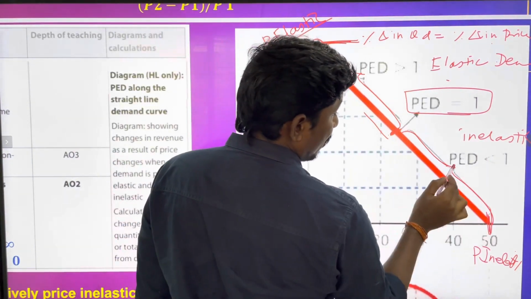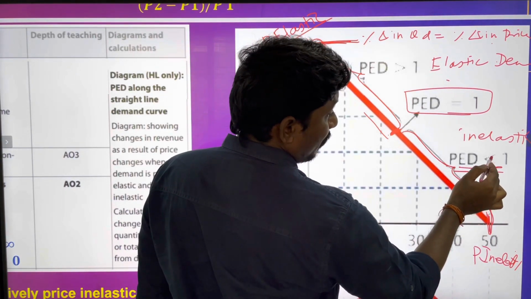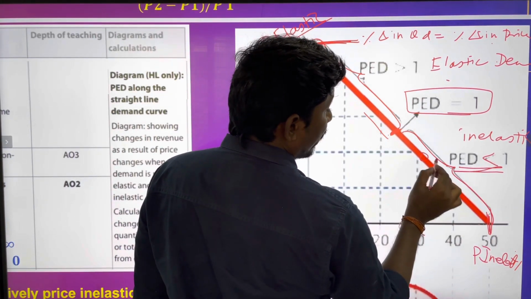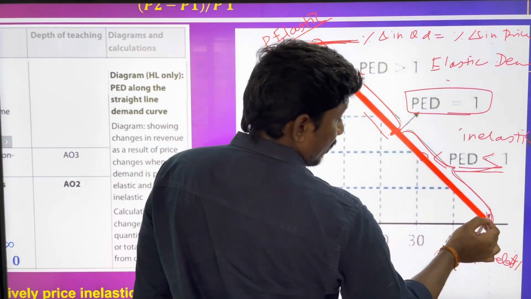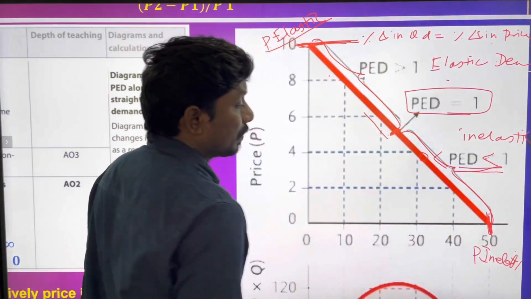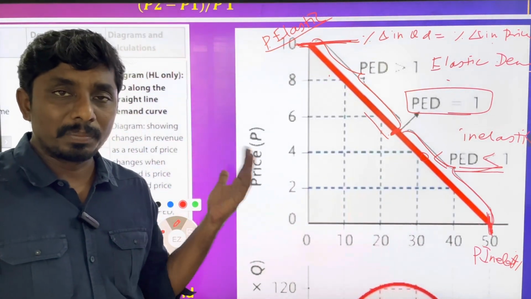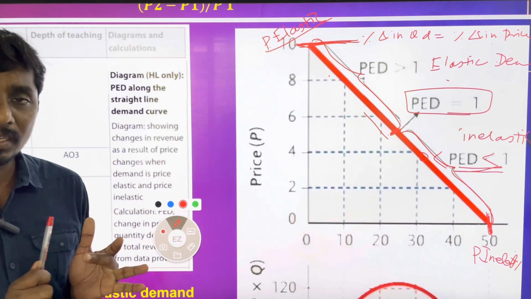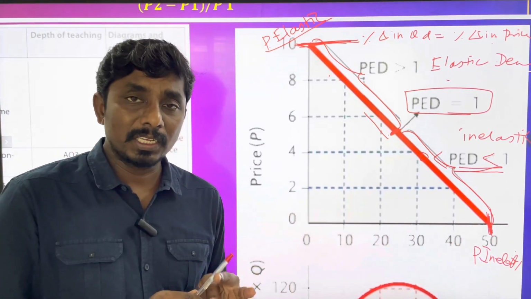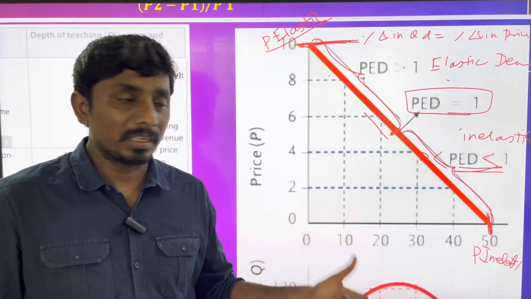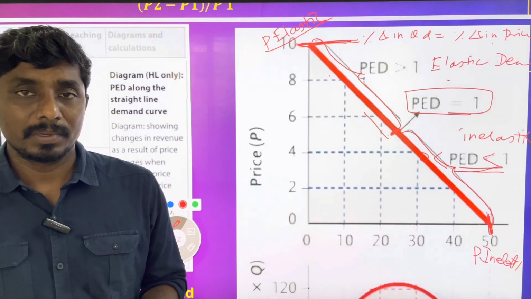Similarly, the lower portion is said to be an inelastic demand curve, and the PED value will be lower than 1 and greater than 0. And here this portion is said to be perfectly inelastic. That's it for the diagrams for PED: relatively elastic, relatively inelastic, perfectly elastic, perfectly inelastic, and unitary elastic. In a single diagram itself we can show the ranges of PED. Alright, thank you.